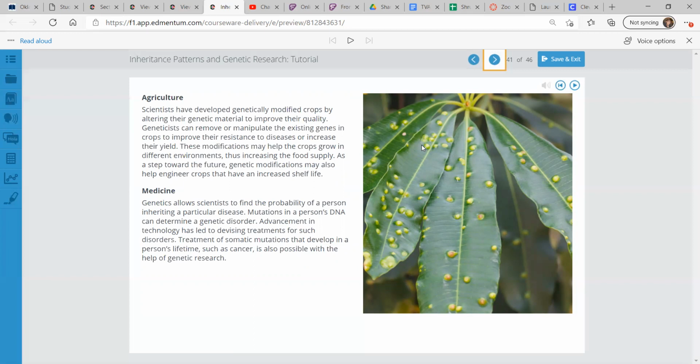On the other hand, with medicine, it allows scientists to find the probability of a person inheriting a particular disease. Mutations in a person's DNA can determine a genetic disorder, and treatment of somatic mutations that develop in a person's lifetime, such as cancer, is also possible with the help of genetic research. So in the realm of medicine, it is actually pretty beneficial.